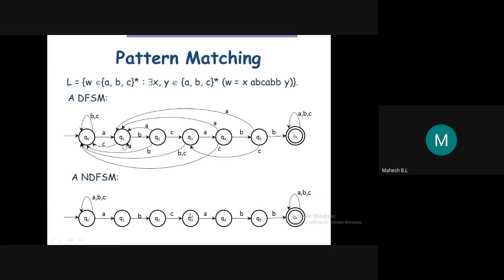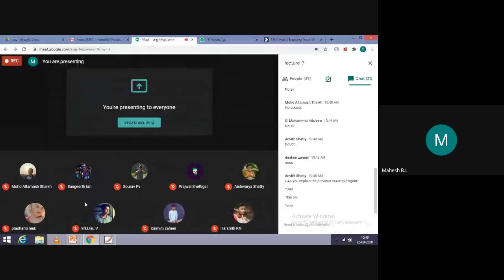If abcabb is there, you go to the final state. Then at the beginning you may have X, which is a sequence of a, b, c. At the end you may have Y, which is a sequence of a, b, c. So these two self loops correspond to X and Y. Okay. Is it clear now? Anvit, is this example clear to you now?